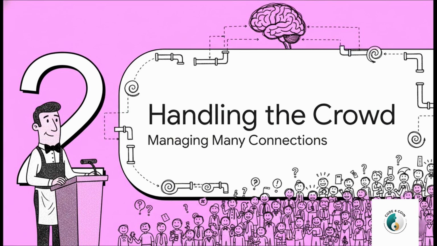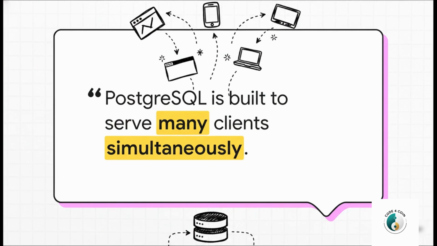Okay, so let's pause for a second. We have one maitre d', our server, but we could have thousands of guests, clients, all trying to connect at the exact same time. So how does the whole restaurant not just collapse into complete chaos, right? How does it serve everybody at once without mixing up their orders? Well, the answer is this incredibly elegant solution called forking. This is PostgreSQL's secret weapon for handling a massive crowd.